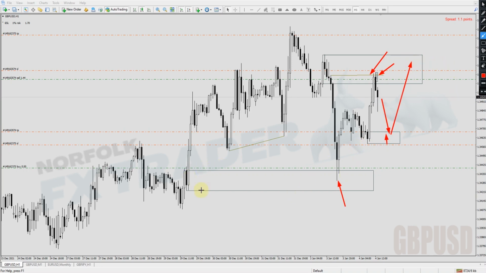Now this current buy trade, I'm looking at this previous high, and that is how I am trading with a supply and demand trading strategy.